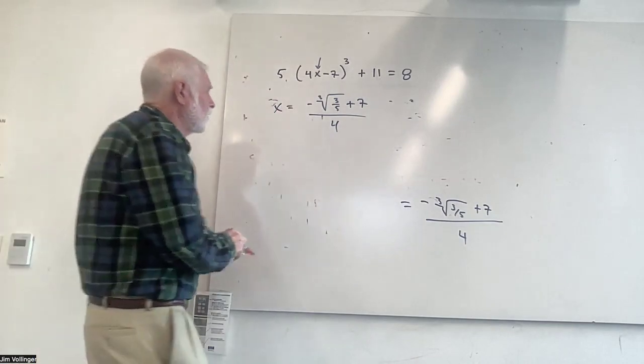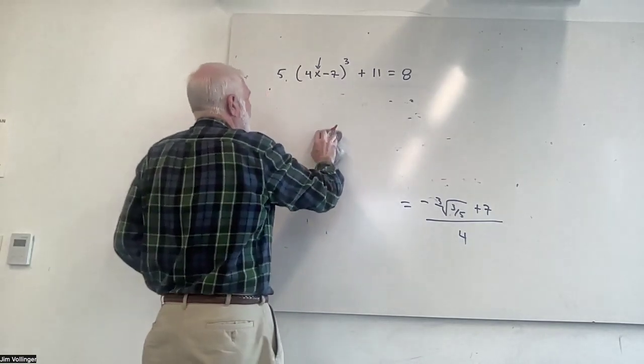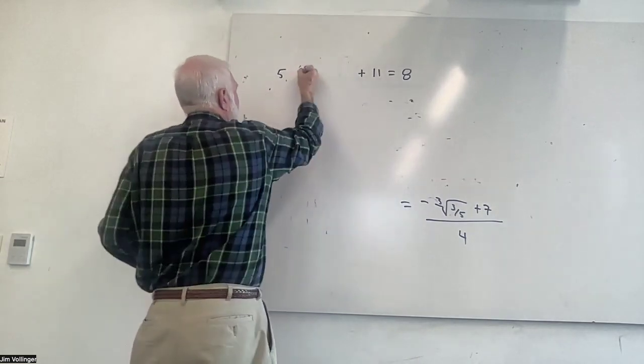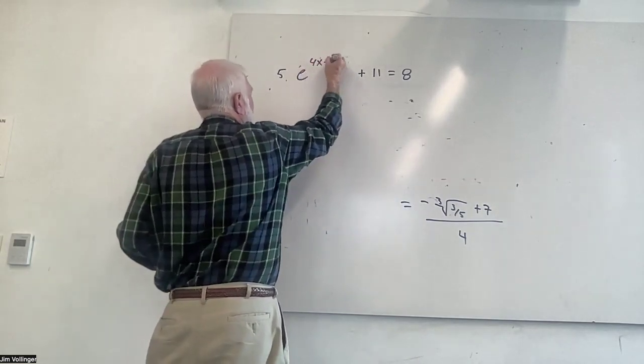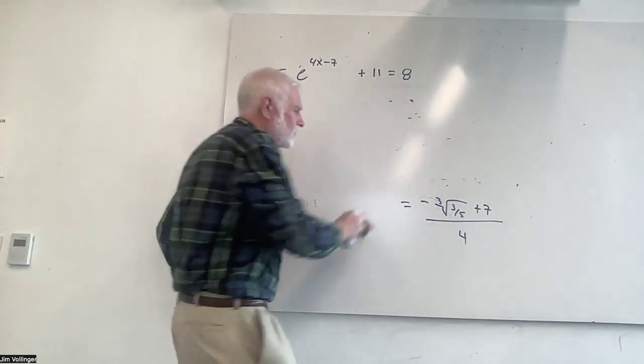All right, but the focus of this is, well, I'm sorry, I didn't really mean to give you 4x minus 7. I really meant to write e to the 4x minus 7 is what I meant to write. I'm sorry. That's a whole different equation. So let's solve that one.